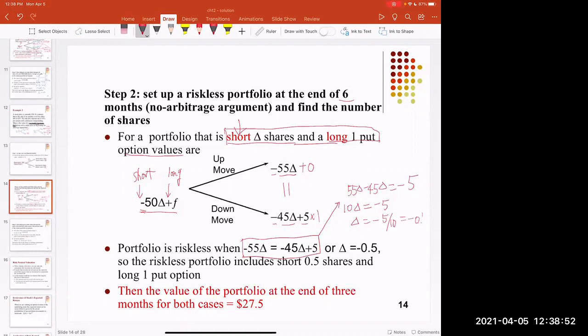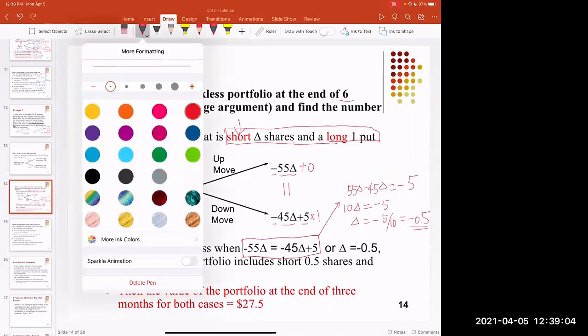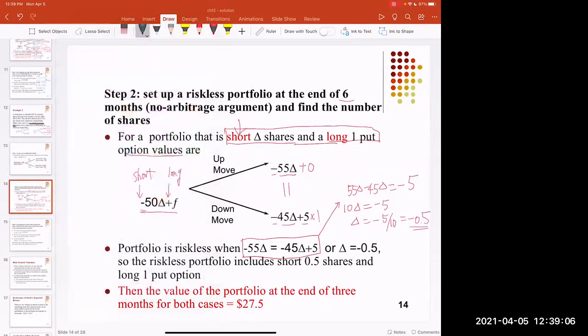Negative 0.5, right? So you might ask, why is delta negative? Negative just means short. So delta equals negative 0.5 shares. Okay, then we can plug negative 0.5 into the value of the portfolio at the expiration day.